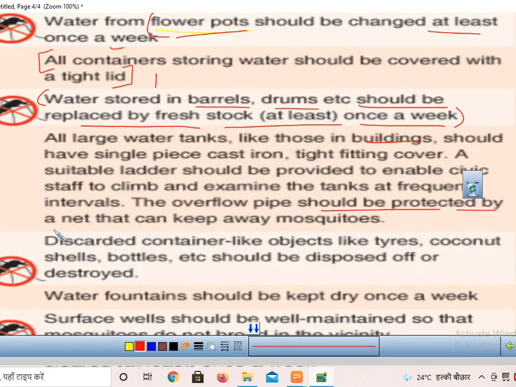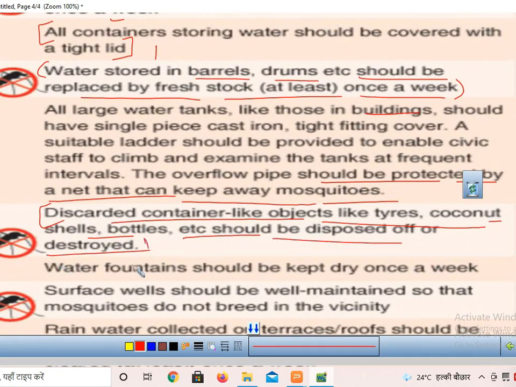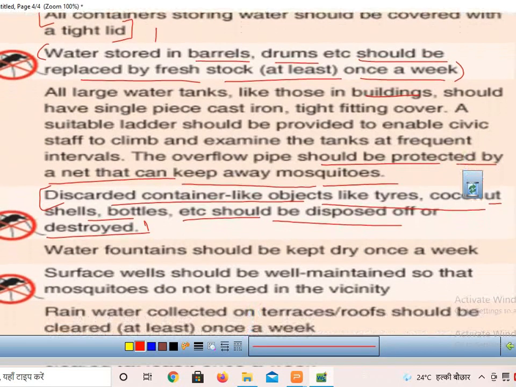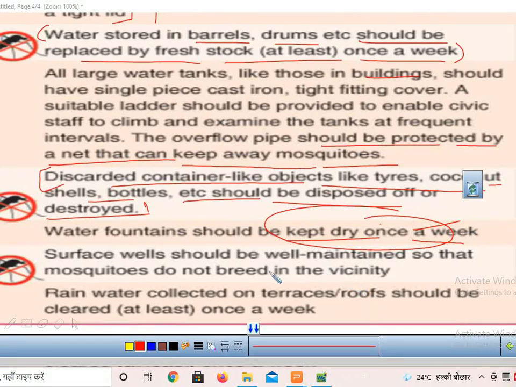So overflow pipes should be protected by a net that can keep mosquitoes away, मॉस्किटोज को दूर रखेगा। फिर डिस्कार्डेड कंटेनर अगर है, जैसे कि टायर्स होगा, कोकोनट शेल्स हो गए, बॉटल्स हो गए, बहुत सारे डिस्कार्डेड मटेरियल होता है वो हम जमा करके रख देते हैं ना, तो उसको क्या करना है, आपको डिस्पोज ऑफ करना है, एक ही जगह पे उसको जमा करके नहीं रखना है। सो water fountains should be kept dry once a week. एक सप्ताह में एक बार जो भी वाटर फाउंटेन से गार्डन में होते हैं उसको ड्राई करते रहना है, सुखाना है.